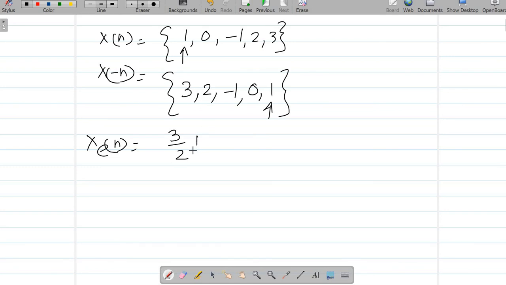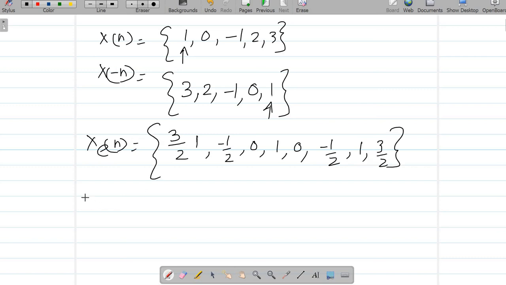This again is 1 by 2, sorry, 1. This one is 1. And this one is negative 1 by 2. Then it is 0. Then it is 1. Then it is again 0, then it is negative half, then it is 1, and finally it is 3 by 2. So this is your even part of the sample.